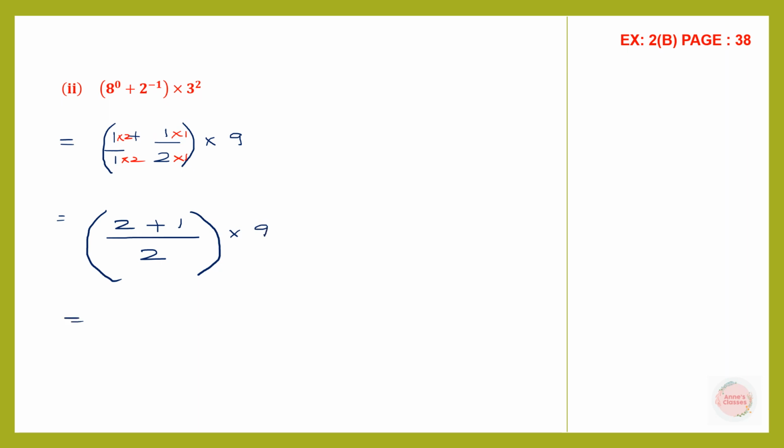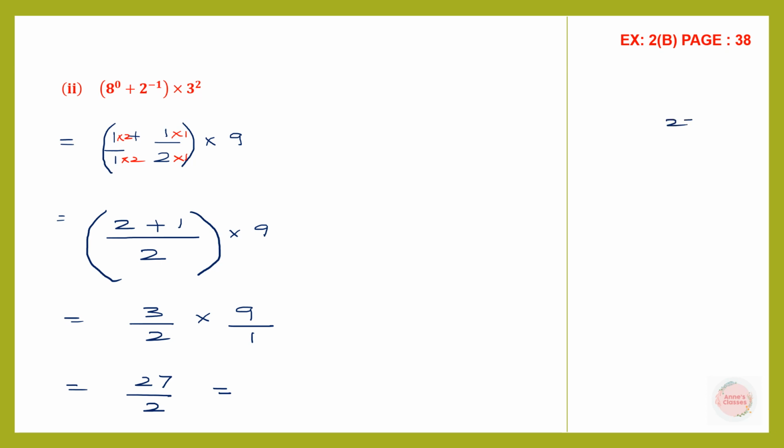Now 2 plus 1 is 3. 3 by 2 into 9. And we can write this as 9 by 1. So this has now become multiplication of fractions and here there's nothing to cancel. So we multiply the numerators and the denominators. So 3 9s are 27. 2 1s are 2. We can leave it at this or we can convert this to a mixed number.